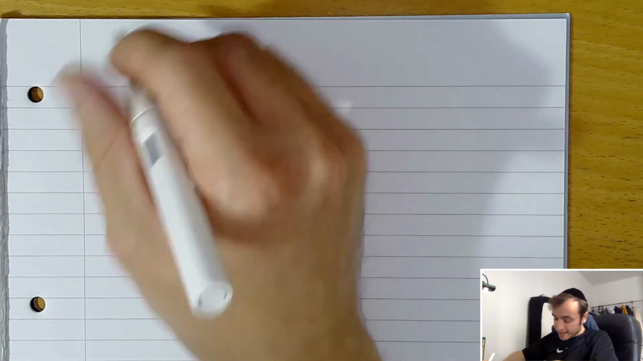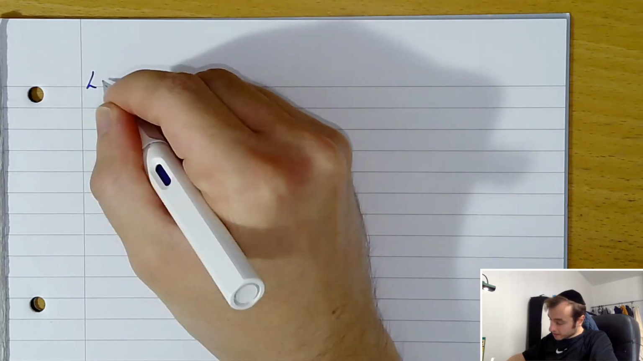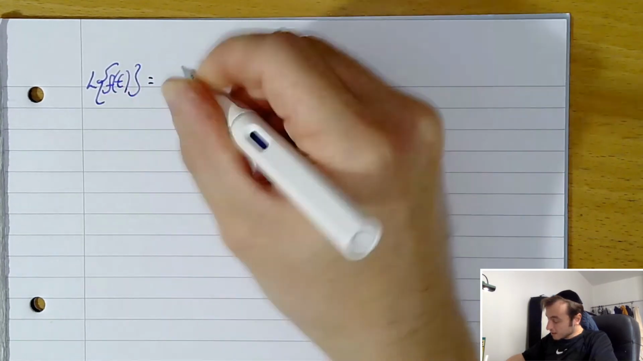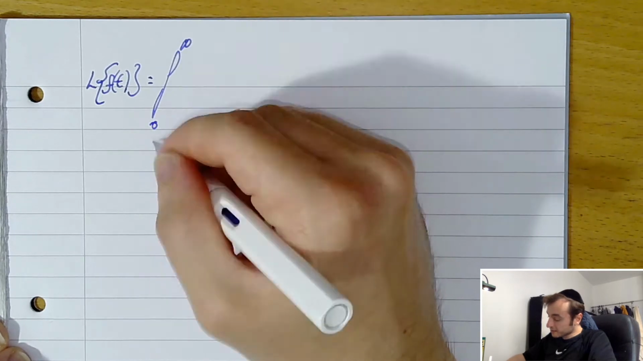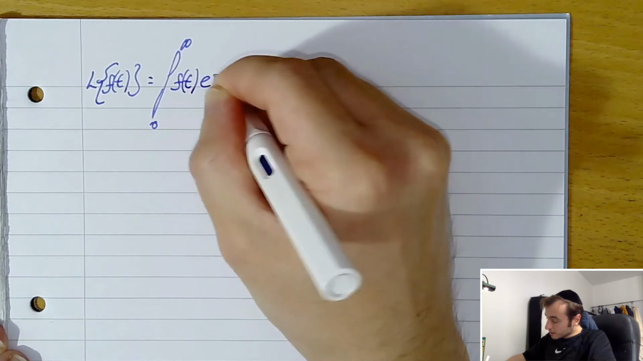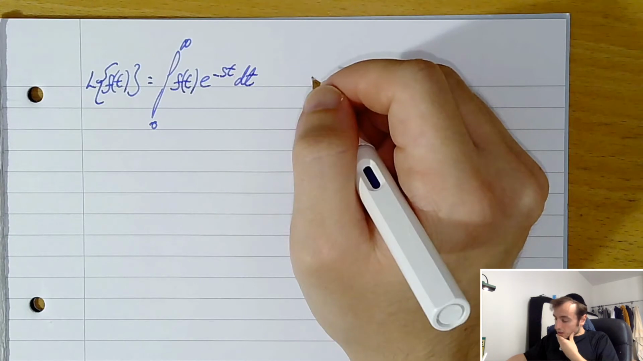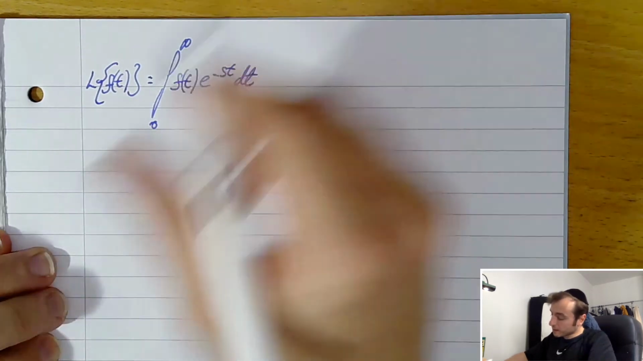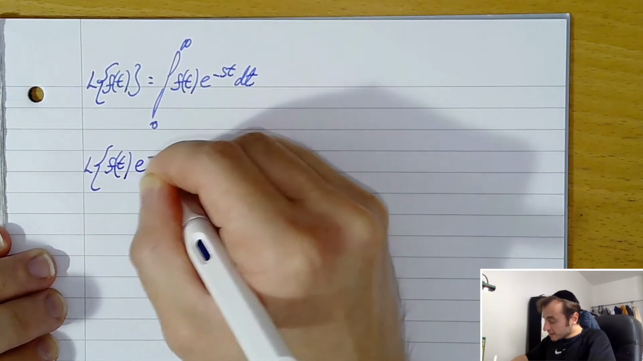Okay, so first of all, going back to basics, we know that the Laplace transform of f of t equals the integral from 0 to positive infinity of the function times e to the minus st dt. So if we want to ask the question, what would the Laplace transform be of f of t times e to the minus at?